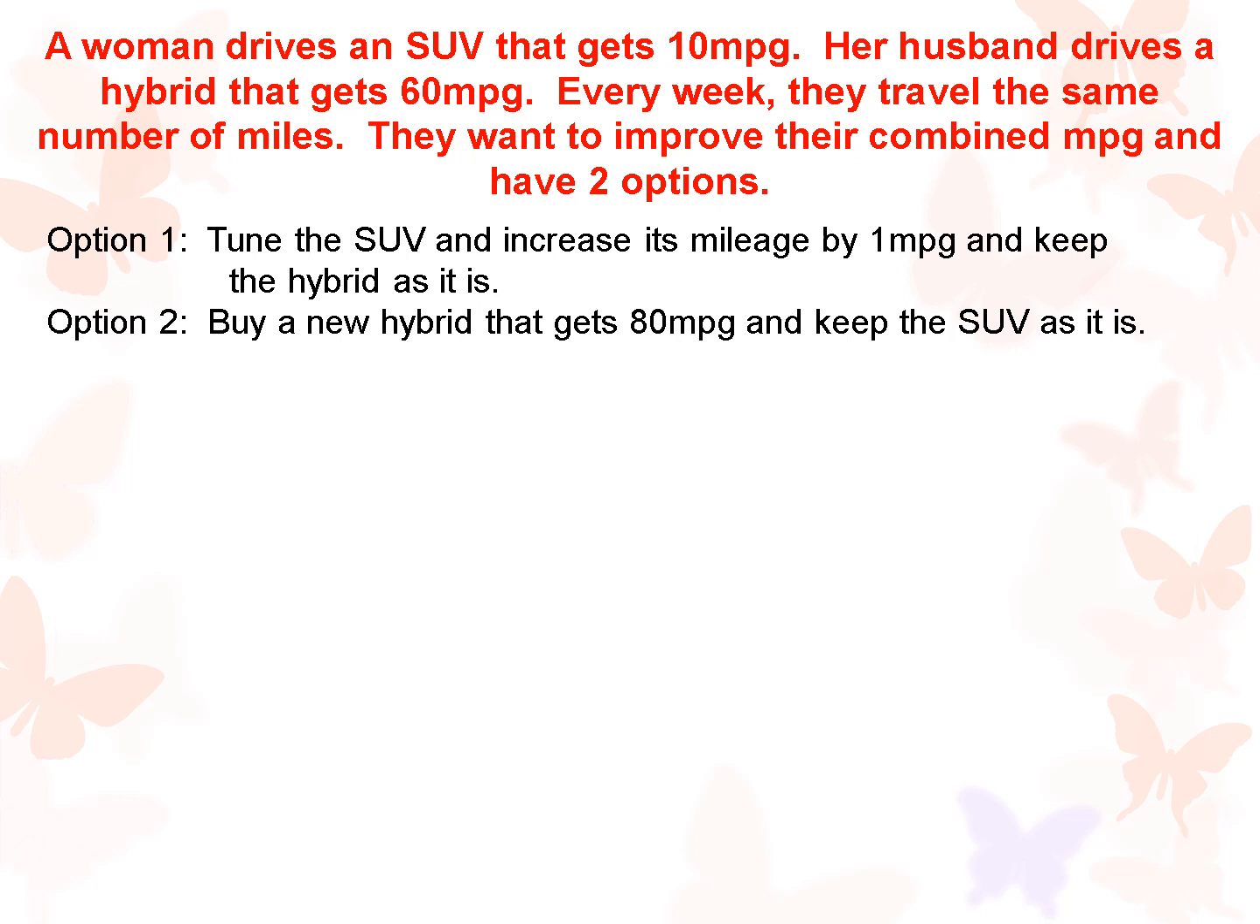The first option is to tune the SUV and increase its mileage by 1 mile per gallon, but keep the hybrid as is.